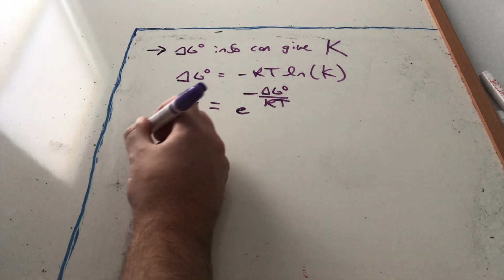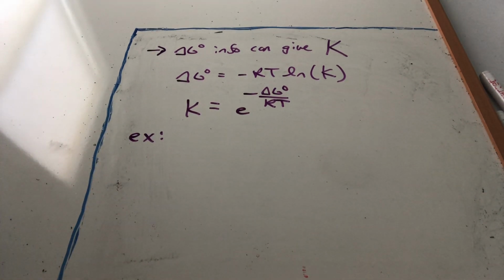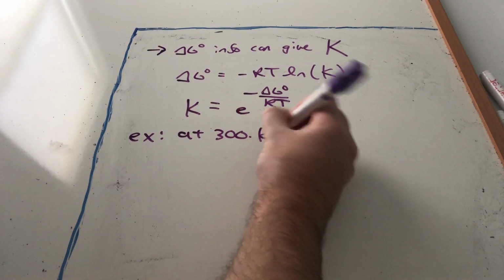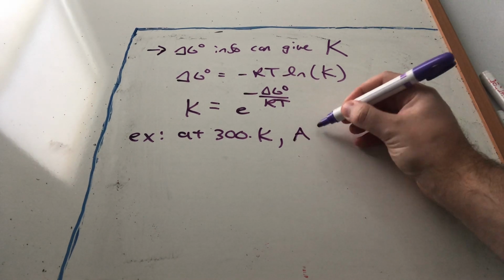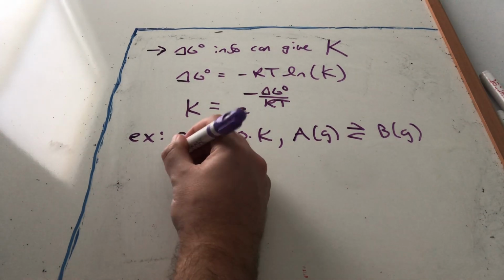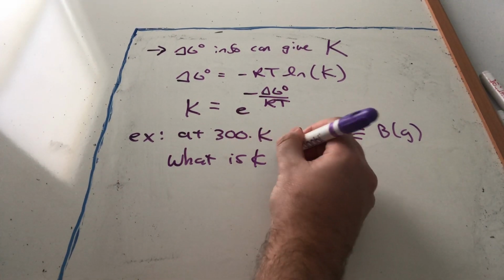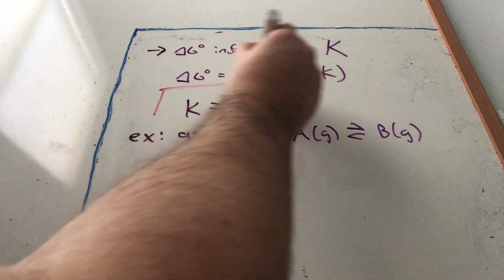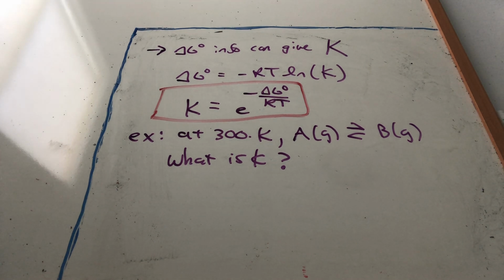So let's go back to our example. Let's say, at 300 Kelvin, for the reaction A going to B, what is K? What is our equilibrium constant? So here's our thought process. What I need is an equation that gives me K, where I can use thermodynamic information to get a numerical value. So that's going to be the equation that we use there.